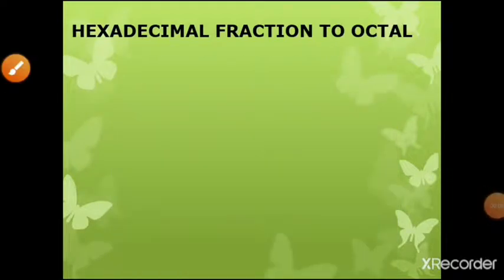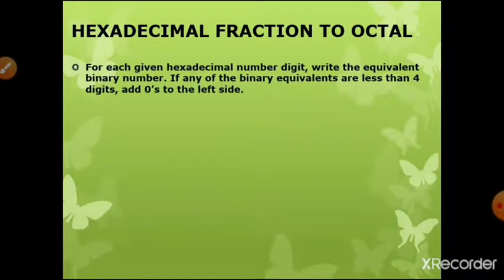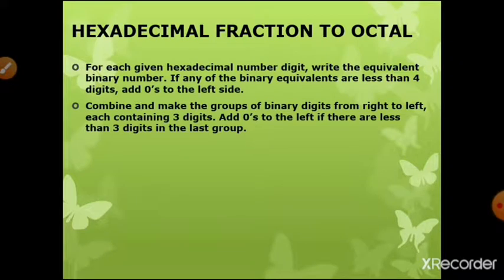How to convert a hexadecimal fraction to octal? First step, for each given hexadecimal digit, write the equivalent binary number. If any of the binary equivalents are less than 4 digits, then we add 0 to the left side. Combine and make groups of binary digits from right to left, each containing 3 digits. Add zeros to the left if there are fewer than 3 digits in the last group. Find the octal equivalent of each binary group.